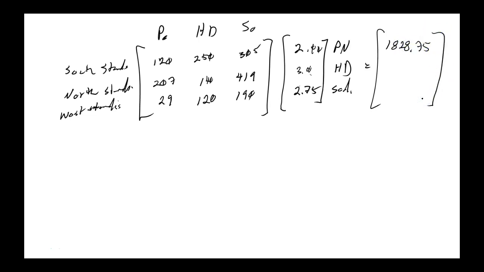was the total revenue from the south stands, $1986.25 for the north stands, and a mere $940.50 for the smaller west stands. Okay?